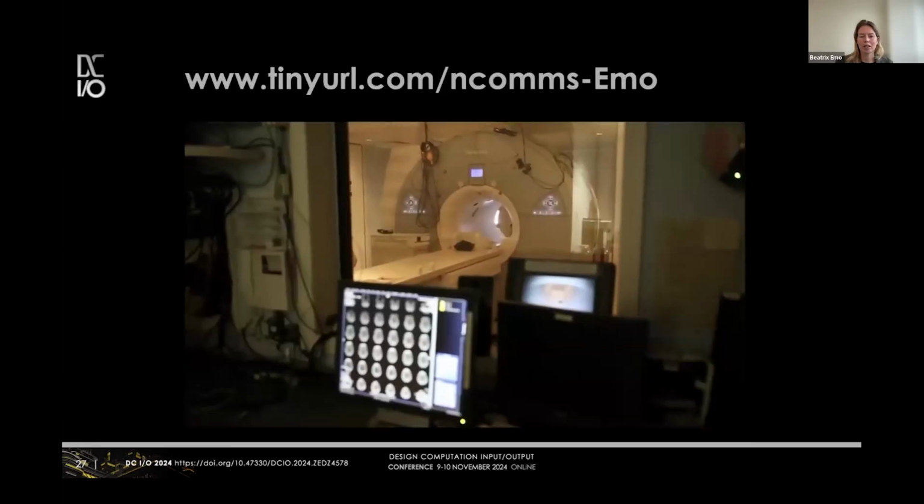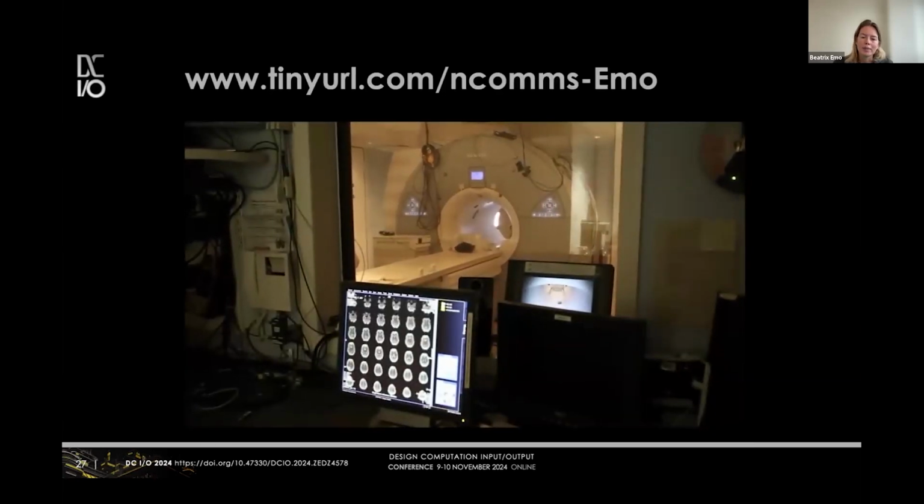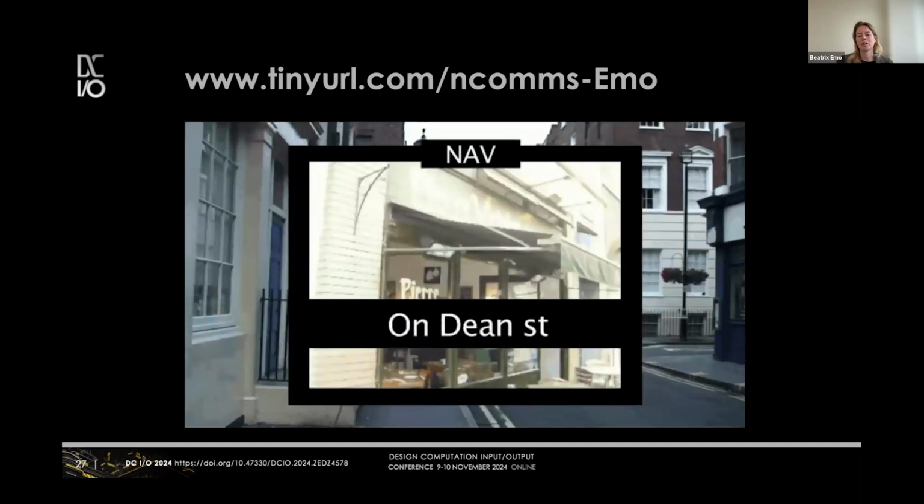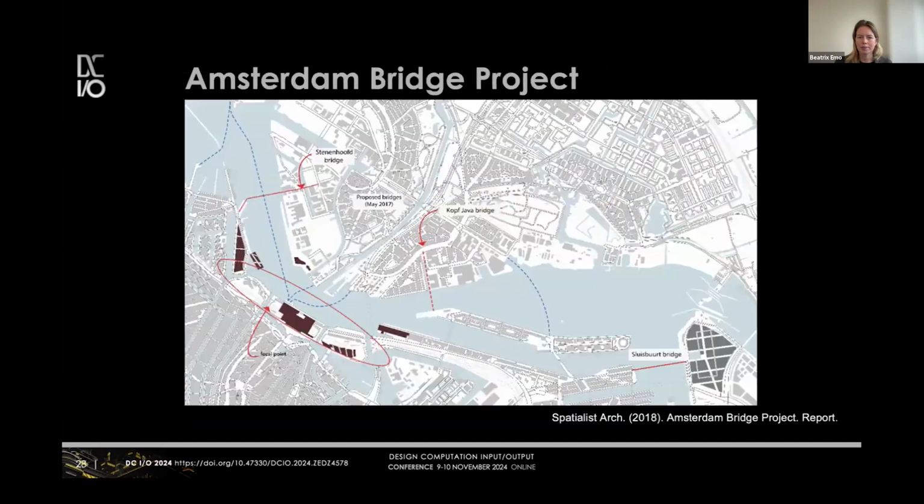And this is what the fMRI scanner looks like. And I'm going to show you just a snippet of the kind of footage that participants were looking at. And you can refer to this video also online.